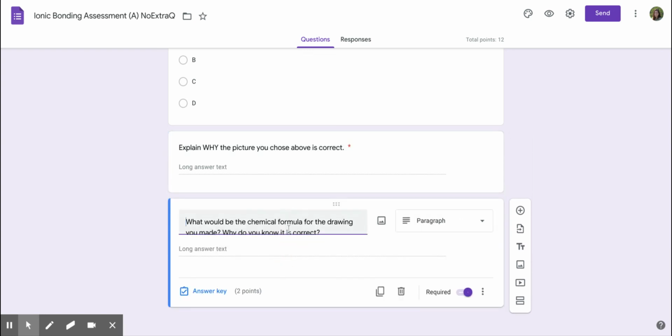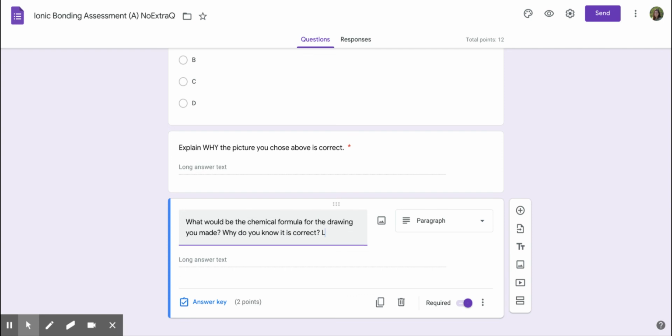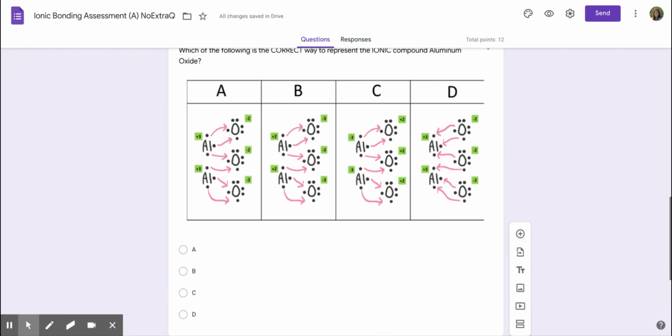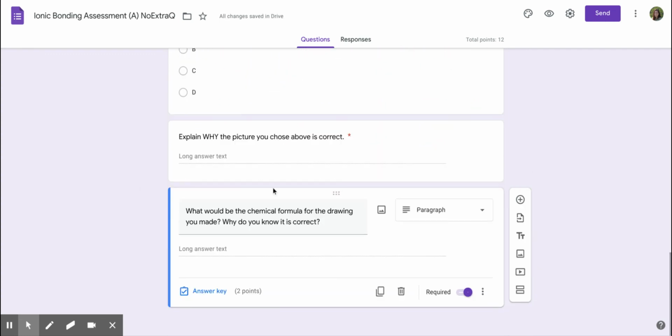Okay, so you'd get 1 point for what would the chemical formula be, and 1 point for why do you know it is correct. Remember that the chemical formula, an example would be if I had maybe 2 lithiums and 1 oxygen, I would put Li2O. Right? That's kind of the chemical formula that we're looking for, but I want you to do it for aluminum oxide. Then hit submit and you're all done.